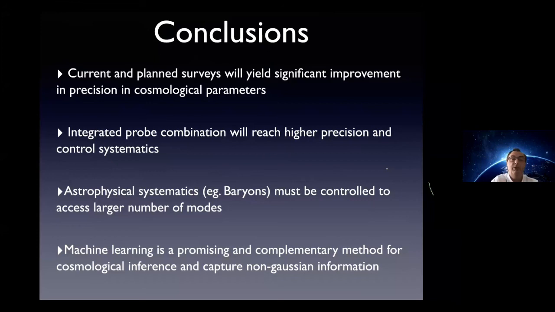And to capture non-Gaussianity, machine learning, I think, is a very interesting possibility to capture as much non-Gaussianity as possible in these very complex data sets.